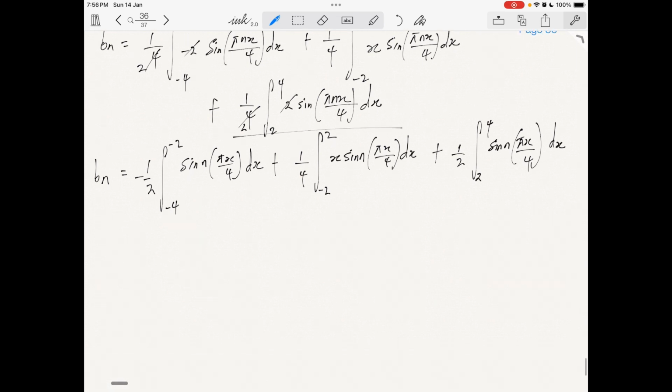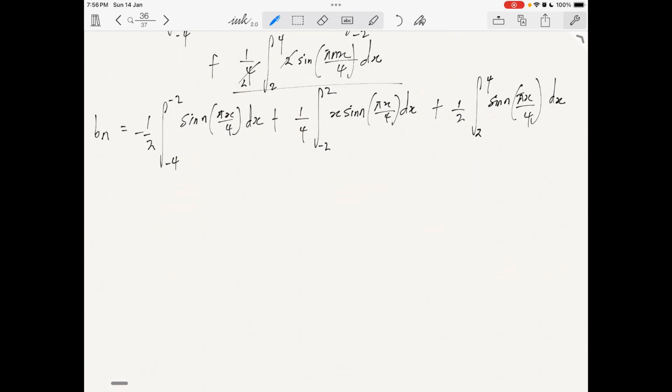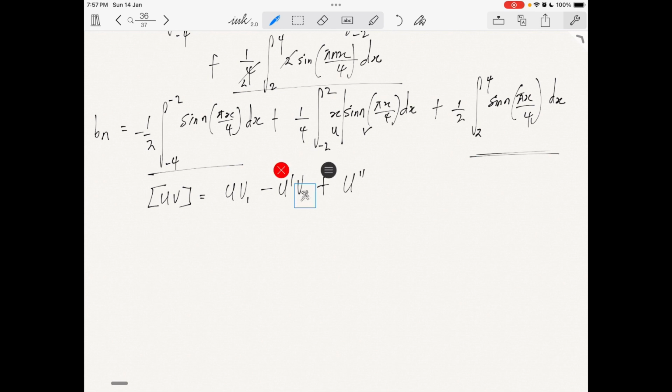So the next thing to do now is to derive or evaluate the integration process. So evaluating the integration process, we can see that the first term and the third term can be integrated directly. However, we are going to be left with this, so that we will apply uv, and we recall that when we integrate uv, we have uv1 minus u prime v2 plus u prime prime v3, and it continues, where u is equal to x and v is equal to sine n pi x over 4.